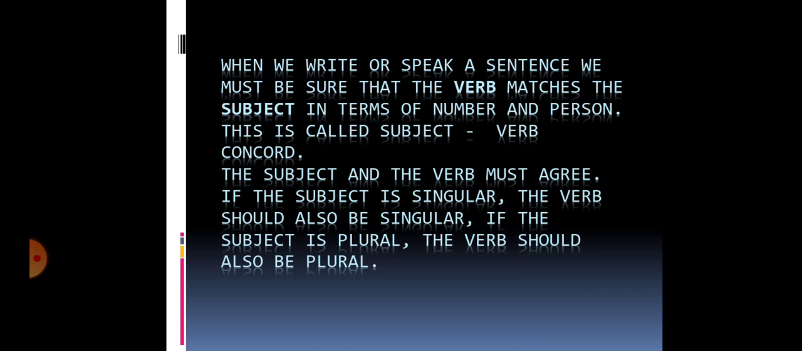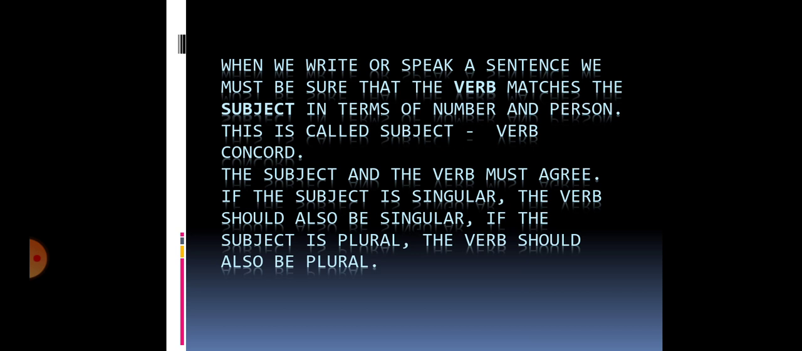To begin with, when we write or speak a sentence, we must be sure that the verb matches the subject in terms of number, person. Okay? So, whenever you're speaking a sentence, you have to make sure that your verb should match with the subject in terms of number and person. It is called subject verb concord, subject verb agreement. Okay, the subject and the verb must agree.